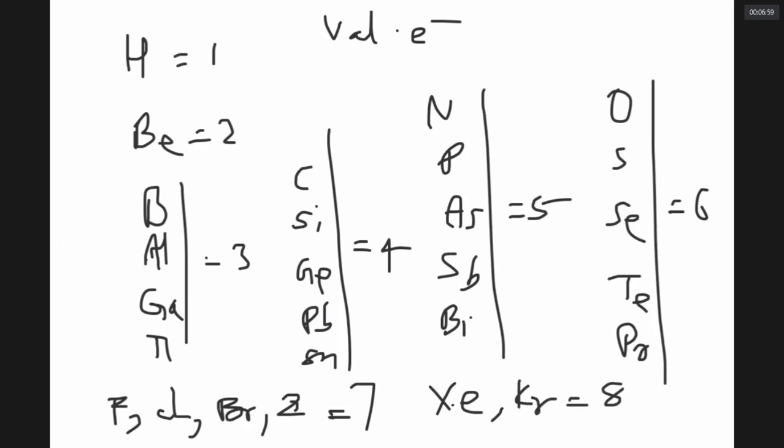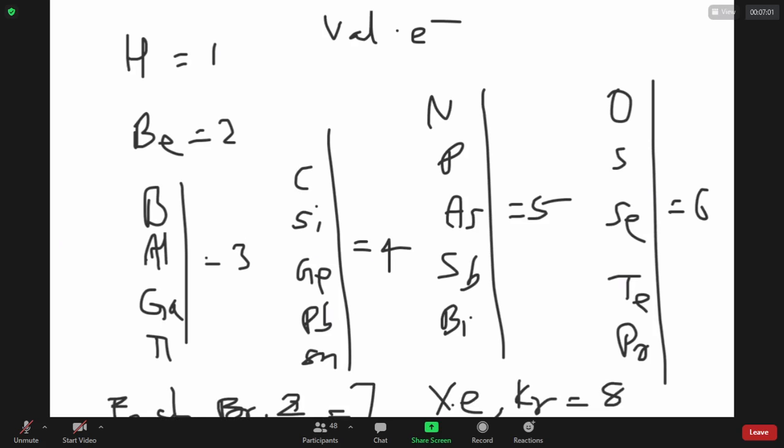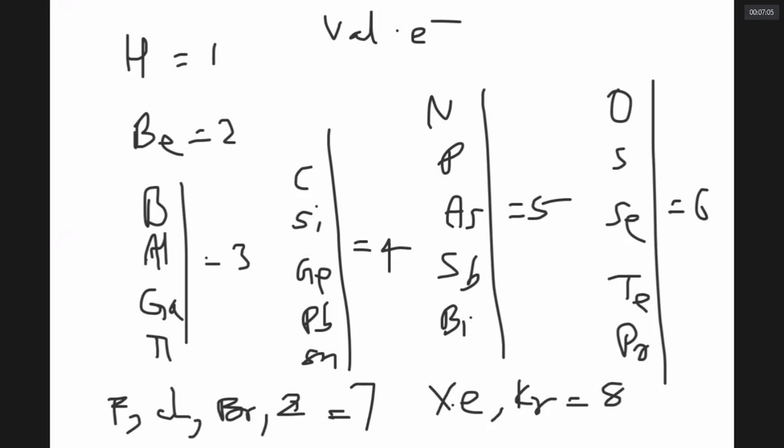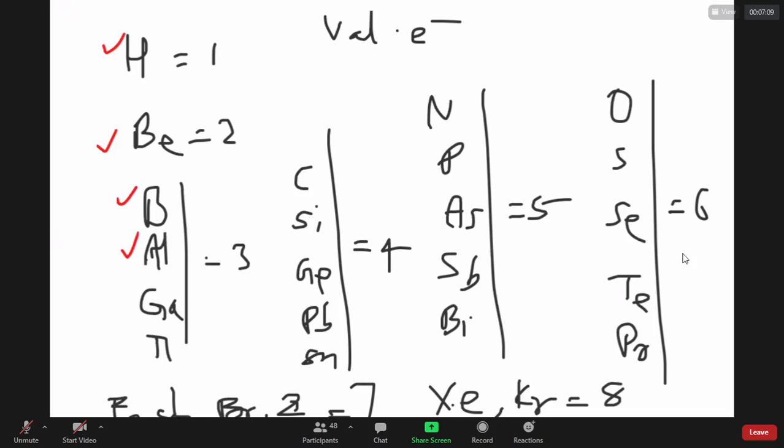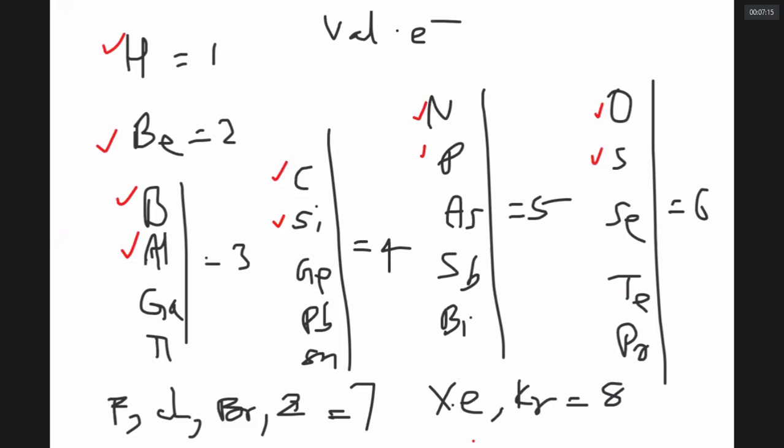This table you have to remember: how many electrons are actually available for bonding. Definitely you should remember for hydrogen, beryllium, boron, aluminum, carbon, silicon, nitrogen, phosphorus, oxygen, sulfur, xenon, halogens. It is good if you remember all this. Any difficulties?